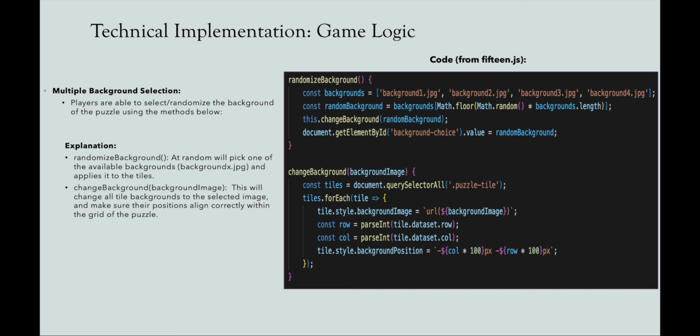Here's our technical implementation, game logic. This is going to be a snippet of code from our 15 JavaScript file, also known as the 15.js file. Here we're going to showcase how we used multiple background selection. Players are going to be able to select and randomize the background of the puzzle using the methods below. Randomize background will pick one of the available backgrounds, for example background x.jpg, x being a numerical value between 1 and 4, and applies it to the tiles.